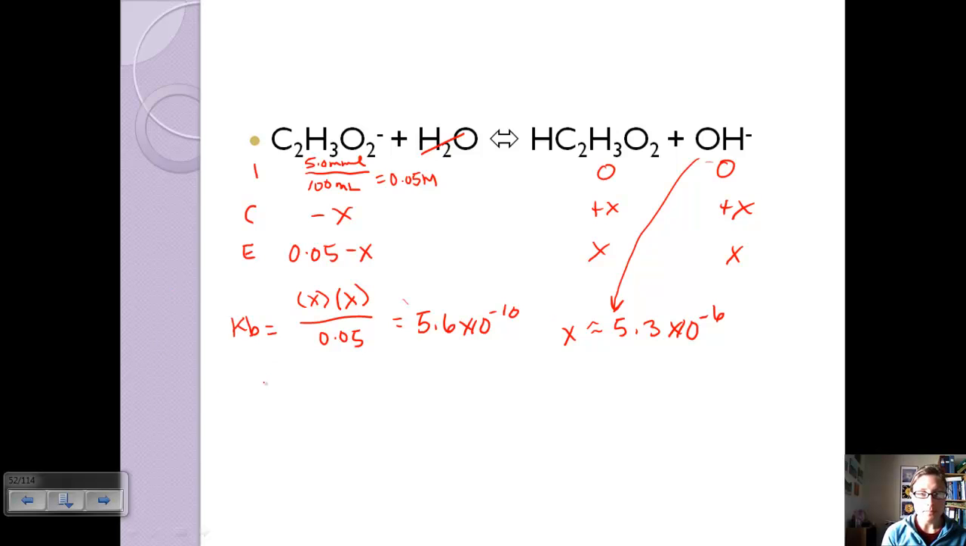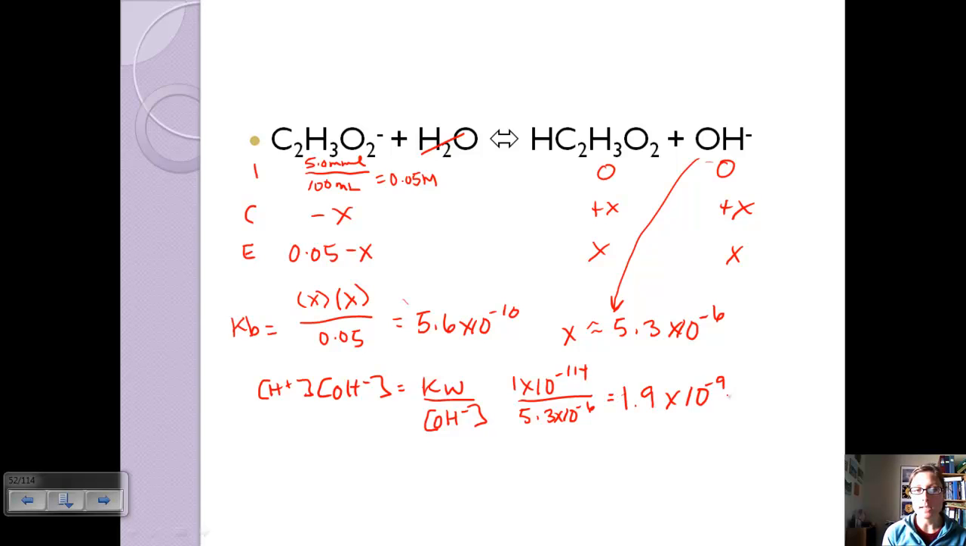So we know that H plus times OH minus is equal to Kw. And so we can take Kw over our OH minus to give us our H plus. And so 1 times 10 to the negative 14 over our 5.3 times 10 to the negative 6. And that gives us a value of our H plus of 1.9 times 10 to the negative 9. So now we can take the negative log of that to get our pH, and pH is now equal to 8.72. And so this is the equivalence point.